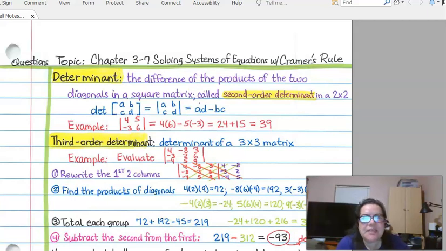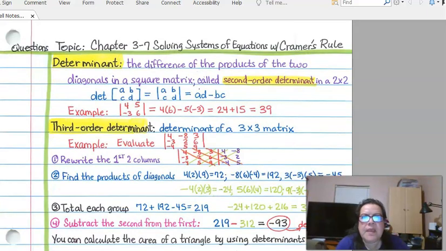So now let's look at section 3.7 in the book. It's solving systems of equations with Cramer's rule. So we're going to learn some key terms and ideas and then apply this Cramer's rule that we're going to be learning about. So one of the first terms you need to learn is called the determinant.